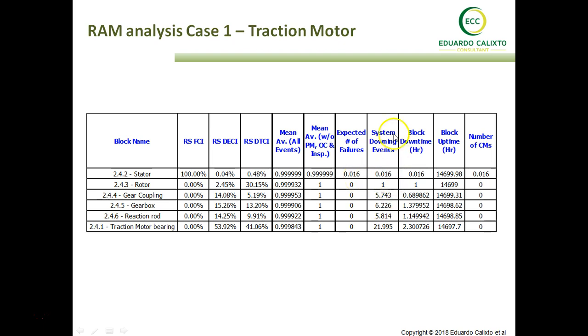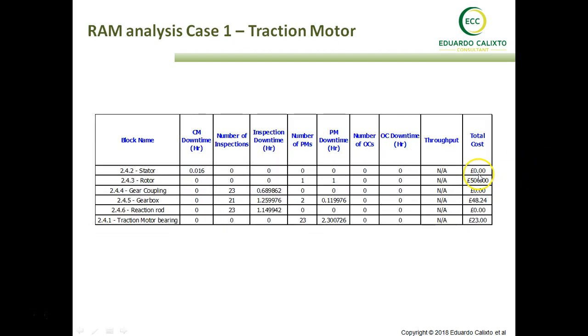And here the downing events, number of shutdowns, that's each equipment is supposed to shut down the system. All these numbers of shutdowns here are related to inspection and preventive maintenance, and here is the downtime rate with each one of these downing events. And then the block up hours here, we can see that most of them are close to 1,700 hours, what they expect. And then the number of corrective maintenance, of course, there's no corrective maintenance. The expected corrective maintenance that we can have is in the stator, but it's very low, close to zero. Then we move to the next result.